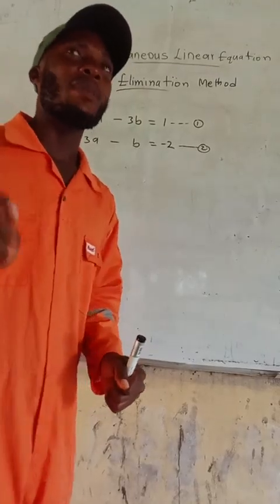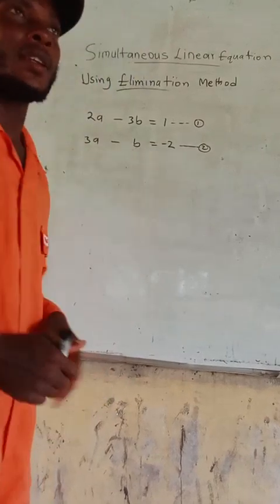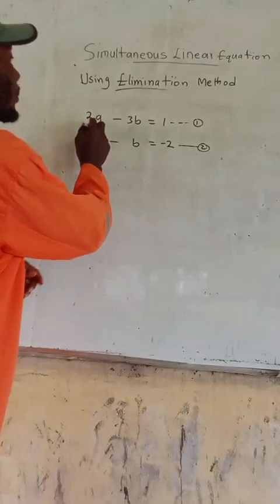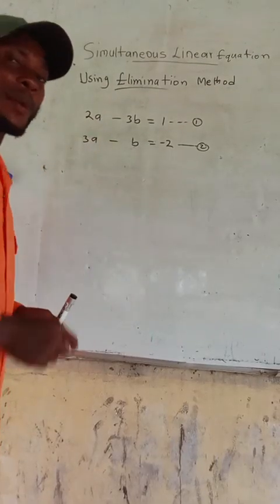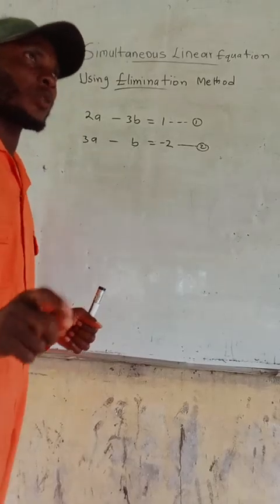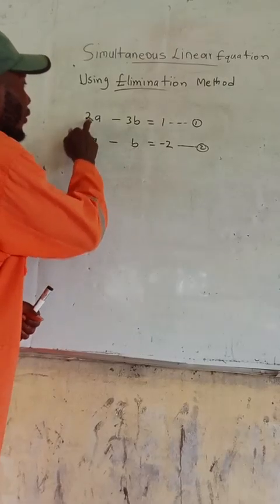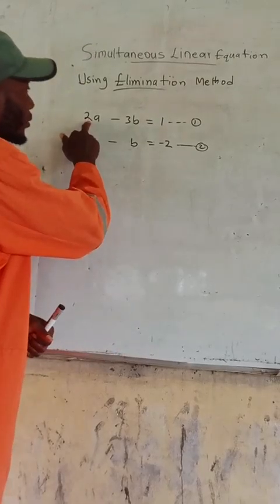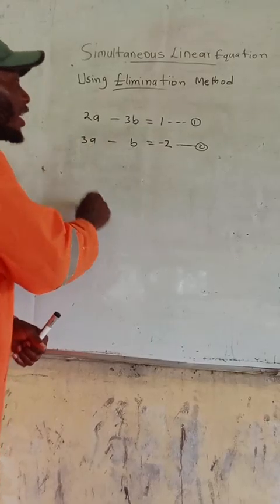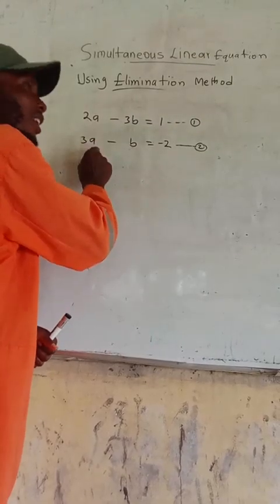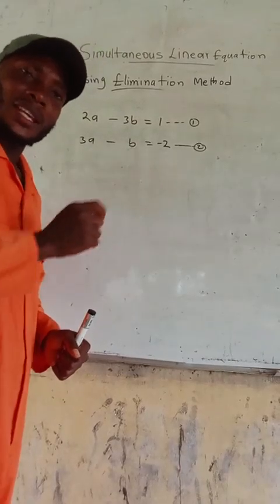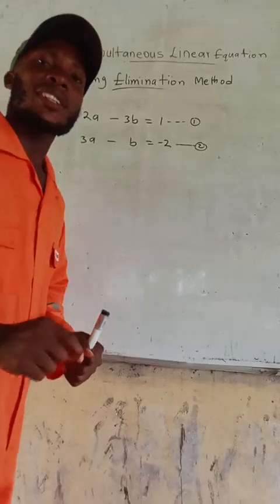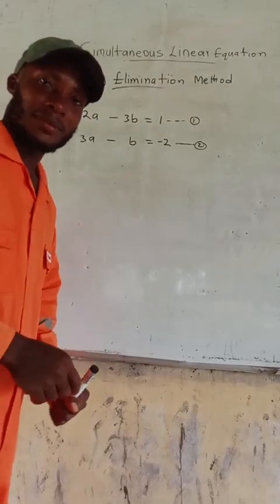If we have to eliminate A first, then we are going to consider this. If I'm to eliminate A first, I'm going to ensure that the coefficient of A in both equations should be the same. That is the number with the alphabet. If I must eliminate A first, I must ensure that the numbers that are with A in equations 1 and 2 are the same, but their signs should not be the same. Are you hearing the condition?